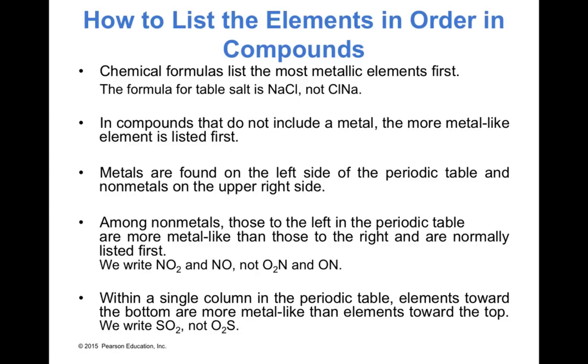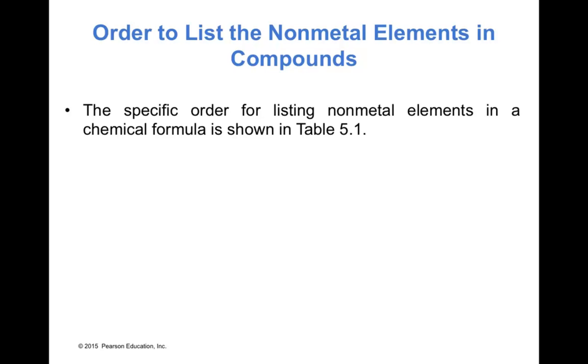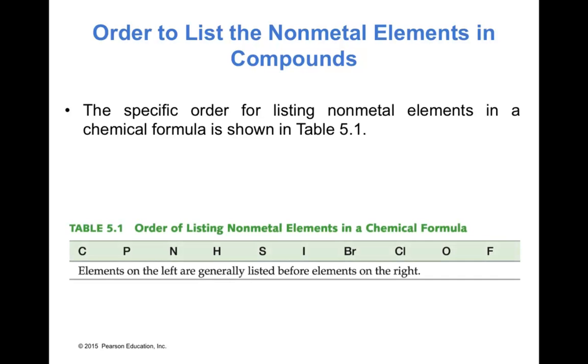It's lower in the family of number 6. That is the family of oxygen. So that's why you need to write sulfur first, because this one is more metal-like than oxygen. So the specific order for listing nonmetal elements in a chemical formula is basically here in this table: carbon, phosphorus, nitrogen, hydrogen, sulfur, iodine, bromine, chlorine, oxygen, and fluorine.